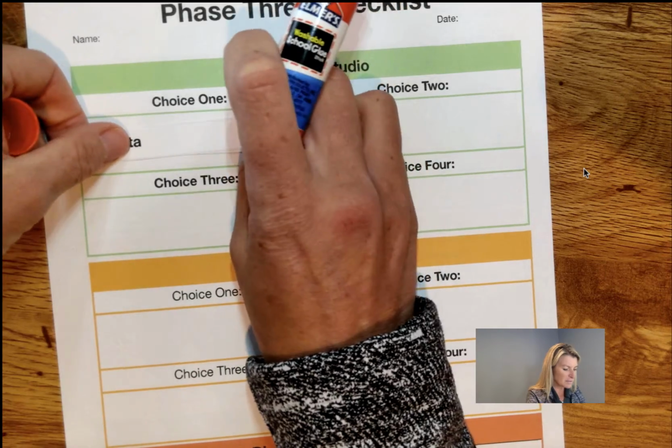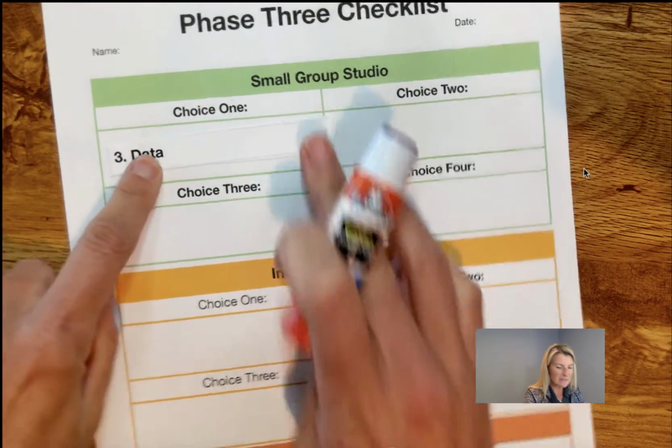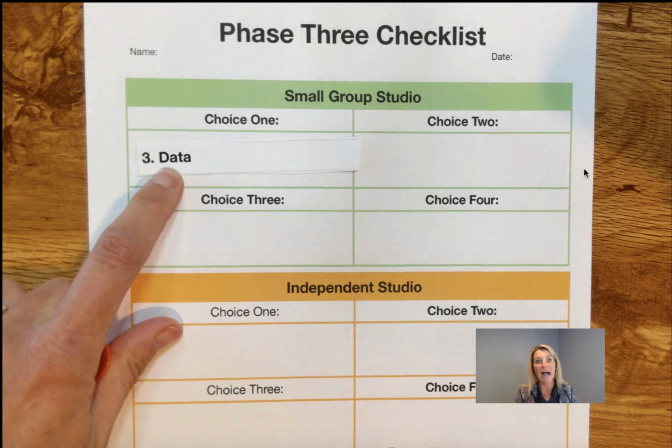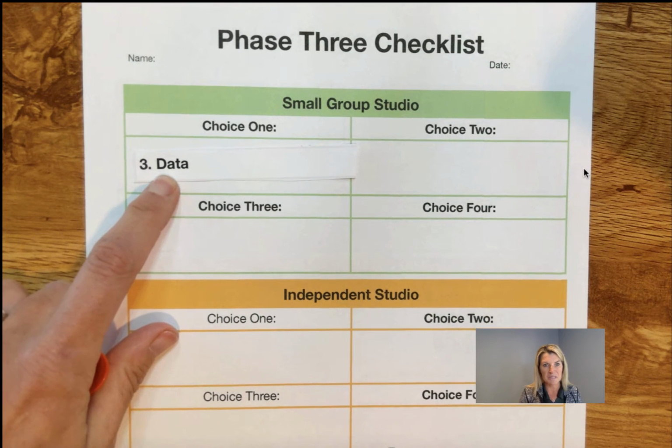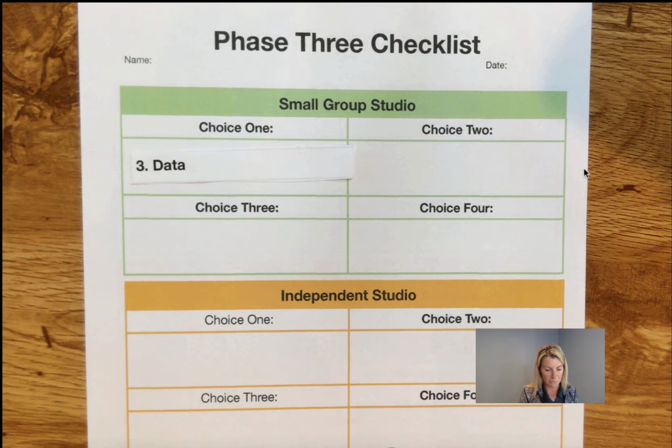And I also left the number. The reason why I left the number is that's what number I'm going to call the small groups in. So data will be my 3rd small group.